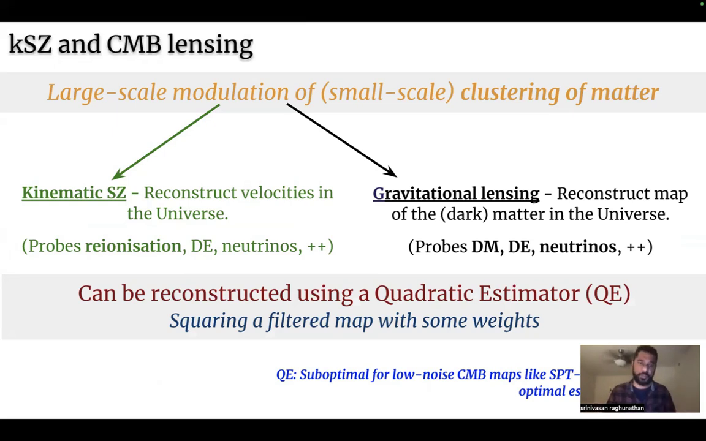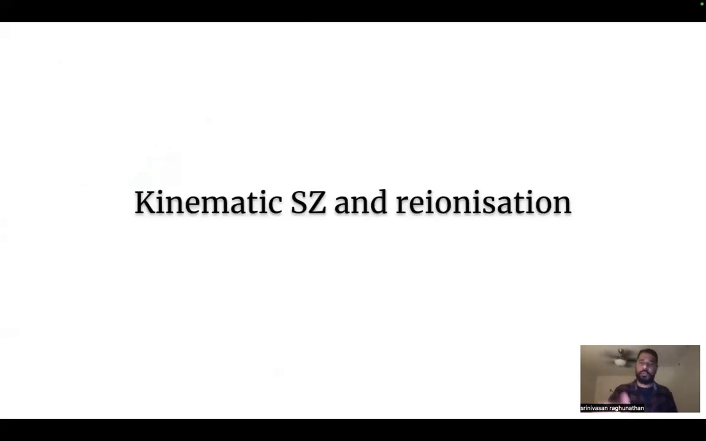Okay. The other thing that I would also like to mention here is that even though we construct this quadratic estimator, it is actually suboptimal for future low noise surveys. In fact, it is suboptimal even for the next release of SPT-3G. So my colleague Marius will discuss some more optimal estimators to extract these signals. Okay, so now let me get into kSZ and reionization. Marius will be talking about CMB lensing. In the next few slides, I will be showing some of the recent results on reionization from SPT.